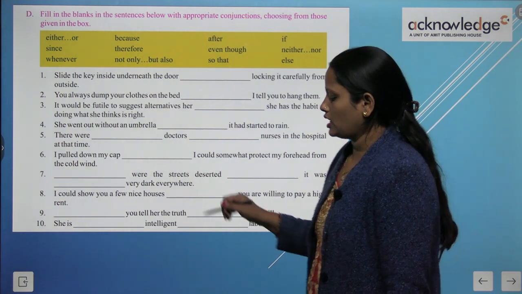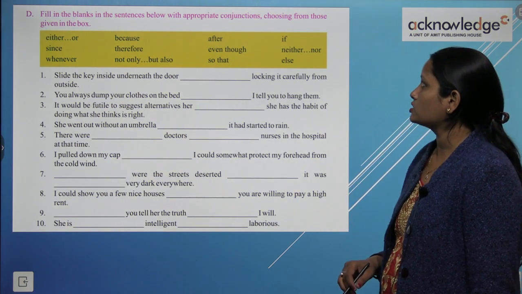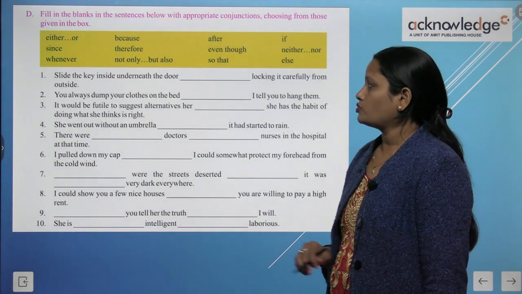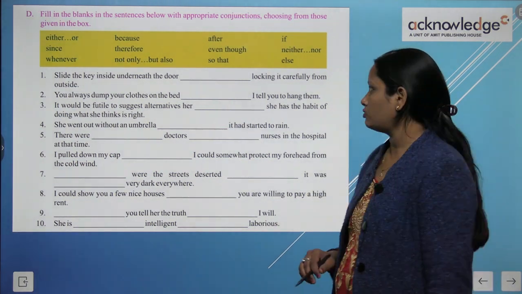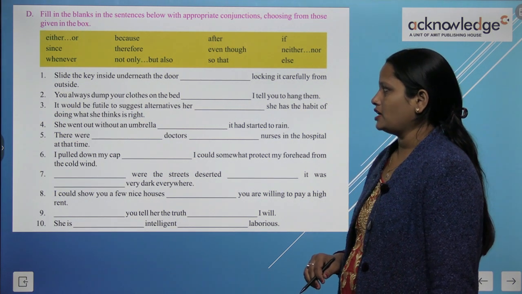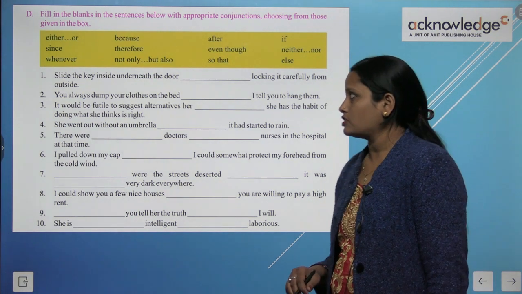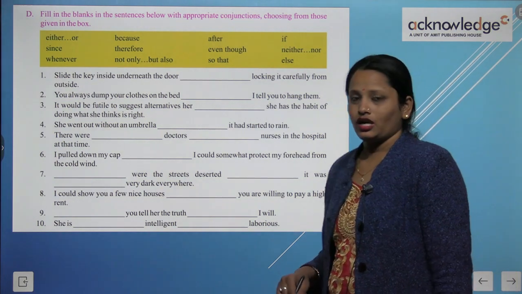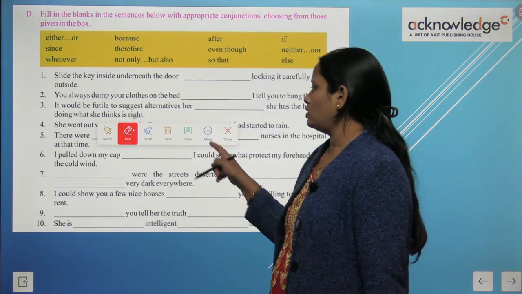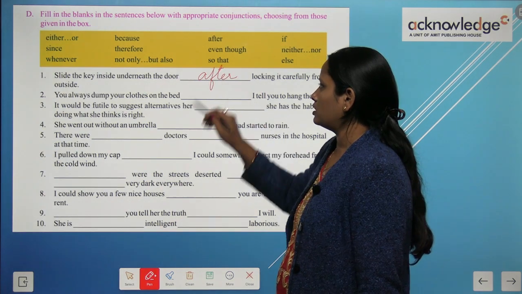Now let's come to the D exercise. Fill in the blanks in the sentences below with the appropriate conjunctions, choosing from those given in the box. So in the box some conjunctions are given. From there we have to find out and fill in the blanks. Slide the key underneath the door, dash, after locking it carefully from outside. So first we have to push the key under the door after we have locked it properly.